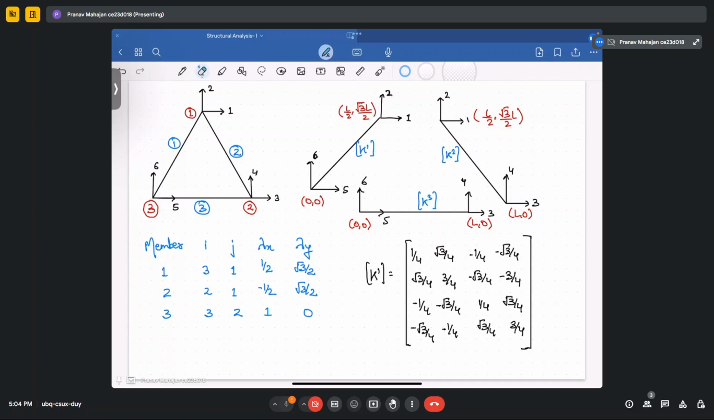Okay, so this is your K1. So similarly, K2 and K3 are determined. Okay, and now the best part comes, which is the assembly of this matrix.